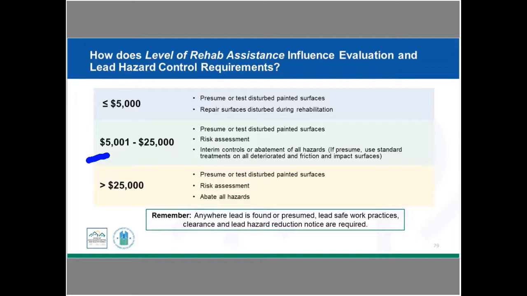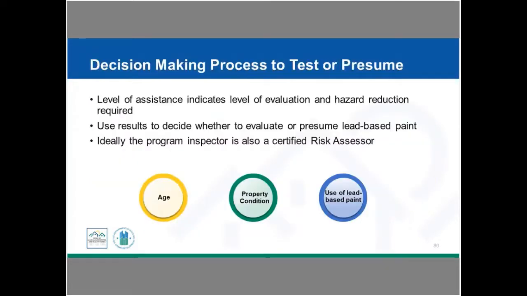And then for over 25,000, again, you always have that possibility to do presumption, or you're testing disturbed painted surfaces, you're doing a risk assessment, and you're abating all hazards. So just want to remind folks that anywhere lead is found or presumed, lead safe work practices, clearance, and lead hazard reduction notices are always required. And we're going to go into what all those different things are.